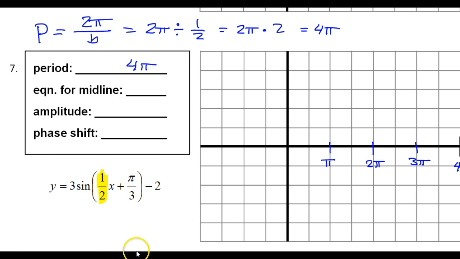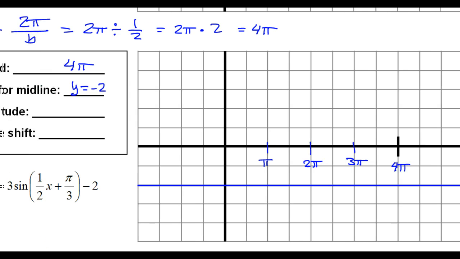Now, the equation of the midline is going to be determined by this vertical shift of -2. So that means y equals -2 will be my new midline. So let's go ahead and draw. So there's our new midline.